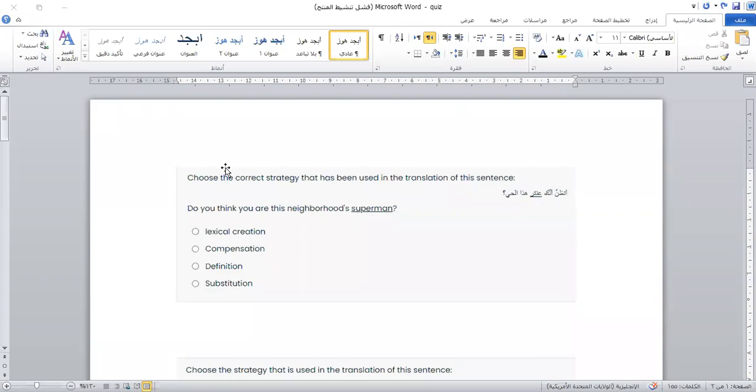So the first question was, أتظن أنك عنتر هذا الحي? Do you think you are this neighborhood's Superman? So عنتر is basically known in Arabic culture to represent the knight, the person who is courageous, a protector. And in the translation, it was substituted with Superman. You think you are this neighborhood Superman.